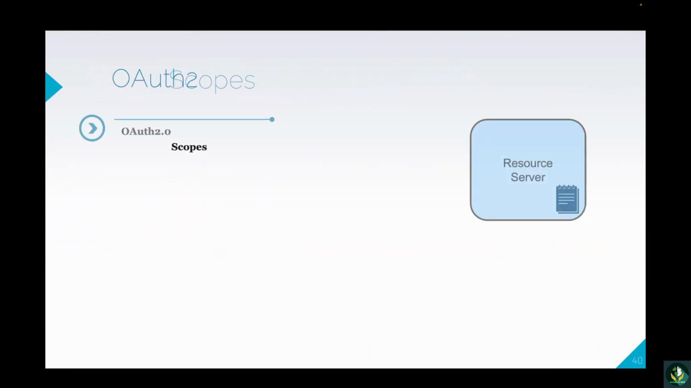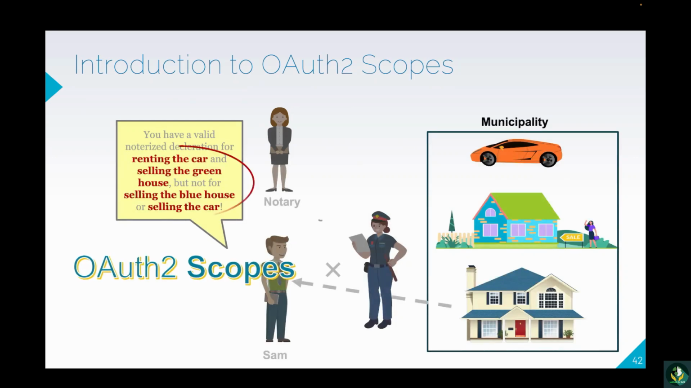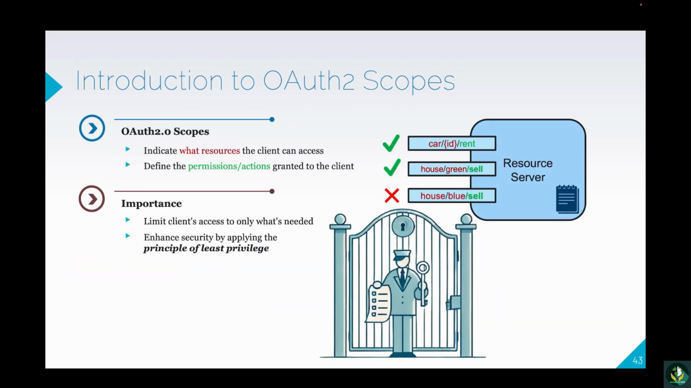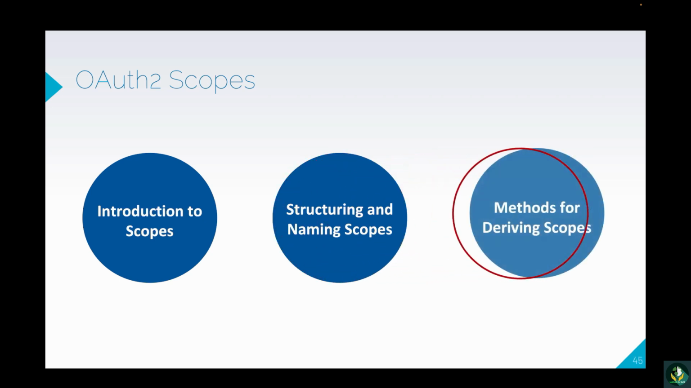We'll learn how OAuth Scopes define what data an application can access and how they limit permissions to enhance security. First, we will start with an introduction. We will cover what scopes are and why they are important for controlling access to API resources. Next, we'll discuss how to structure and name scopes effectively, ensuring they are both granular and manageable. Finally, we will look at different methods for deriving the needed scopes, whether from business processes, API structure, or role-based access control, while also considering audit and compliance needs.